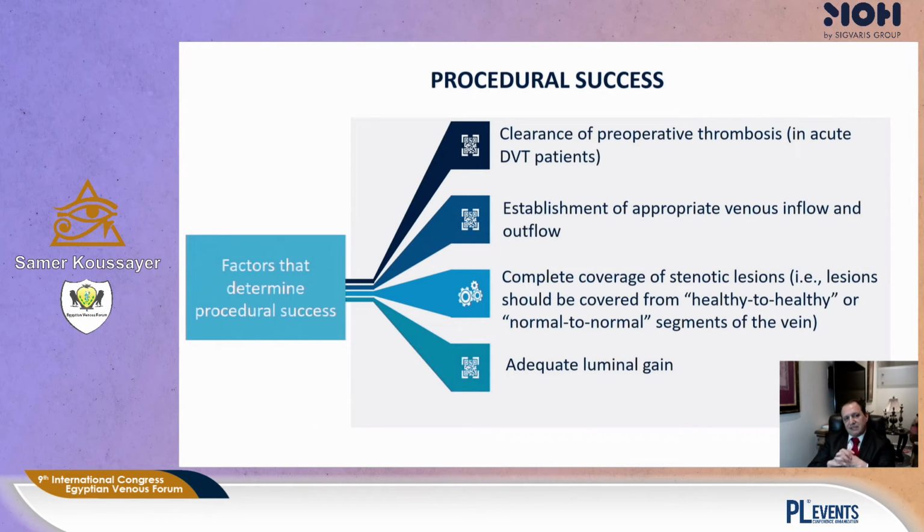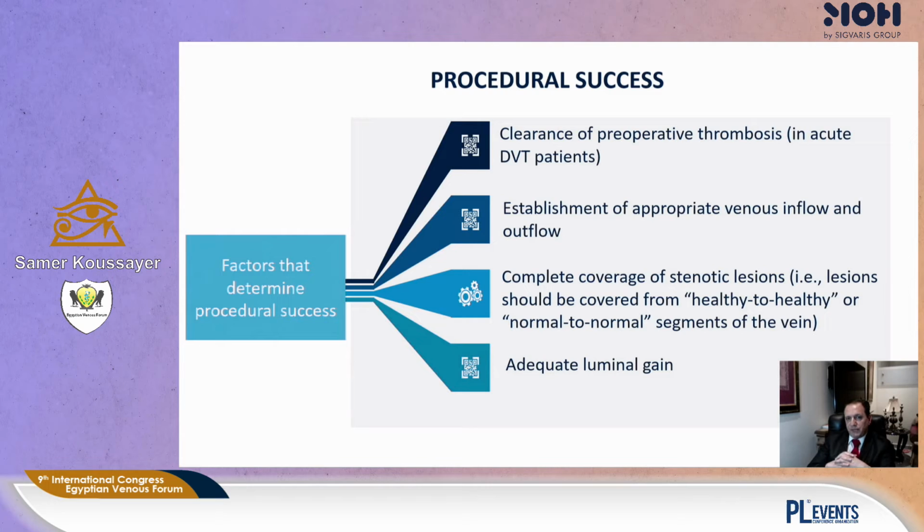So what are the factors that determine the procedure success? Clearance of the preoperative thrombosis. If you have an acute DVT patient, be sure you clean all the clot from the venous system, because the more clot you leave, then you have to stent it. You have to put in more stents. The more stents you put, you end up with more trouble.